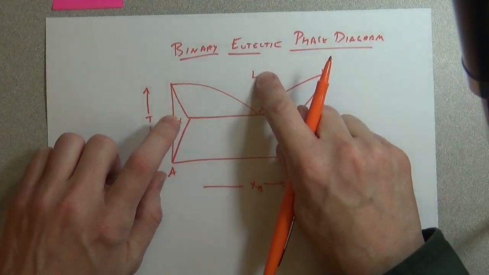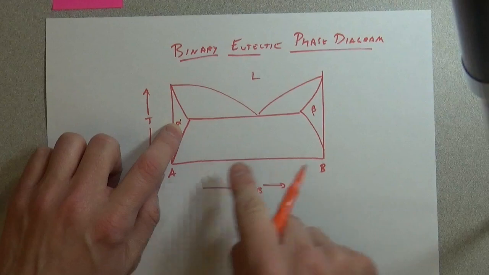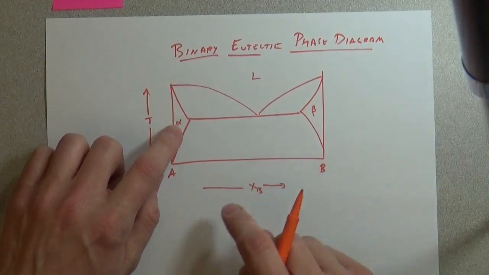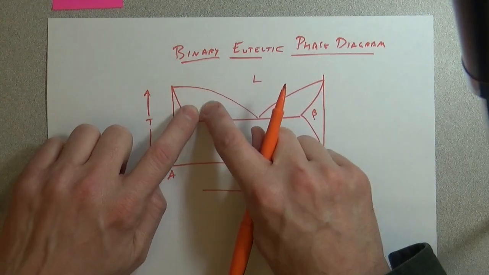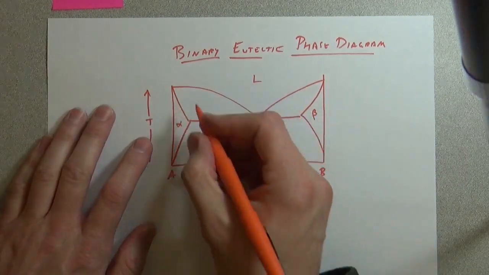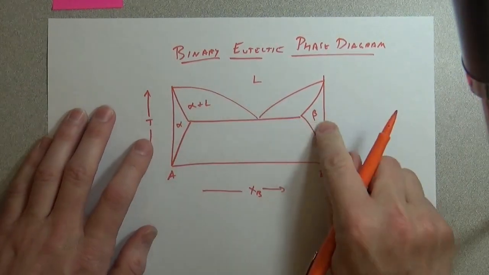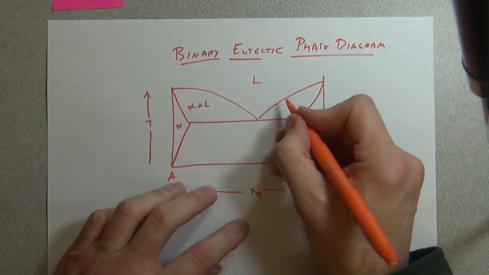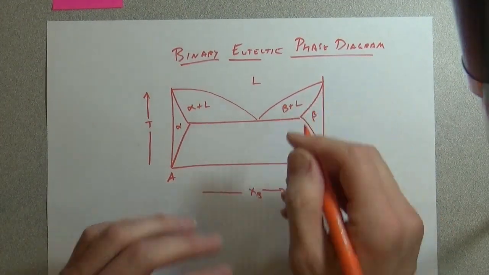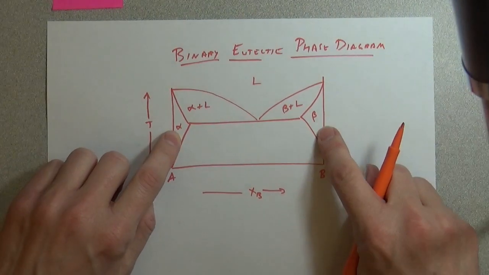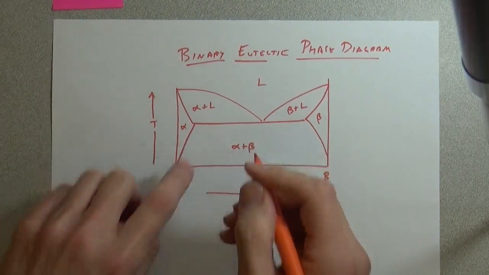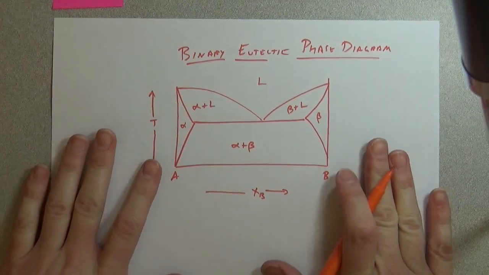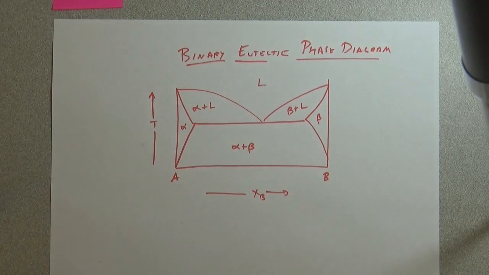We know that if you have a binary phase diagram, and you have a region with a single phase and another region with a single phase, then between them you have to have a two-phase region, alpha plus L. Same thing here, beta plus L. And then here we have alpha and beta, which means in here we must have alpha plus beta. And this is what a eutectic phase diagram looks like.